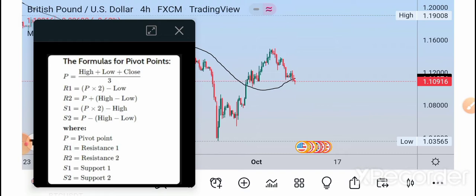So what do we have here? The formula for pivot point. P represents our pivot point. R1 is the first resistance, R2 the second resistance, and we have the two supports. So how do we calculate our pivot point? If you want to calculate it, it depends on which particular time frame you are trading or how you want to trade.